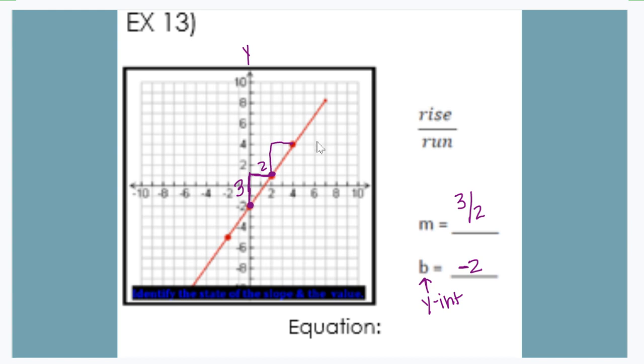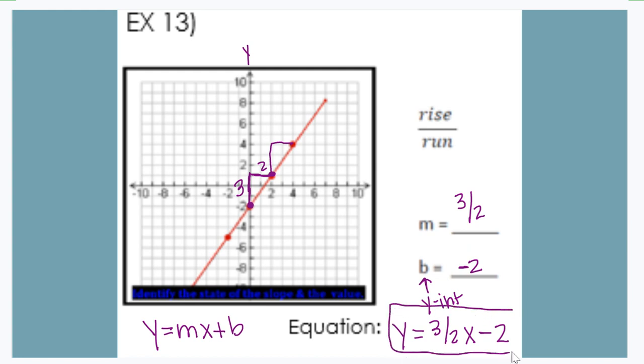Now we're going to write it in our equation. Our formula is y equals mx plus b. So we're going to start with y equals. Our m was 3 over 2. We insert our variable x. And then this time our b is negative 2. So we don't write plus negative 2. We just put minus 2. And there is our equation.